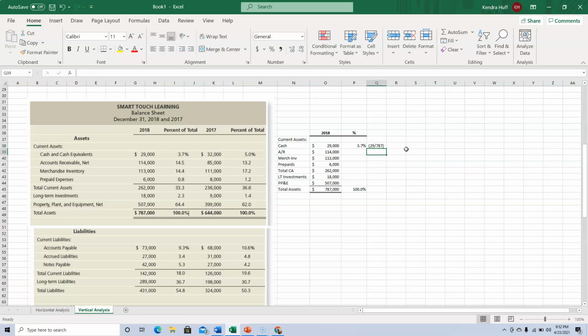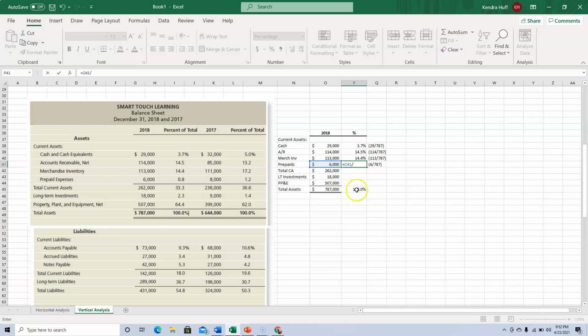Once again, I just cut off the zeros, no biggie. All right, accounts receivable is 114 divided by 787. Merchandise inventory is 113 divided by 787. Prepaids are 6 divided by 787. And so on and so forth. So 114 divided by 787. 113 divided by 787.